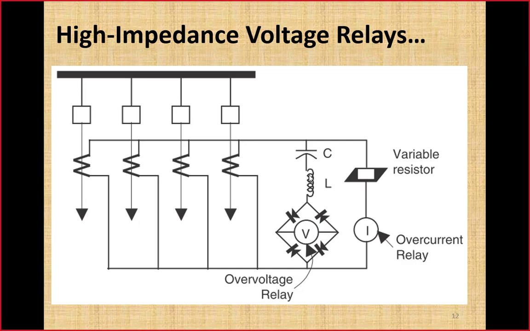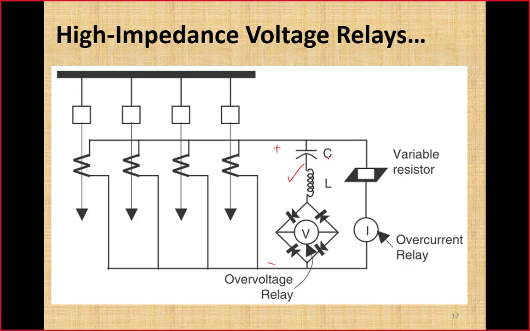Here is the diagram that explains how the high impedance voltage relay is used for the detection of fault in differential protection of the bus bar. Up to this point, the connection of the CT secondaries is the same. All the CT secondaries have been connected in parallel with each other. Now instead of using an overcurrent or percentage differential relay, here we have a high impedance branch, this one.